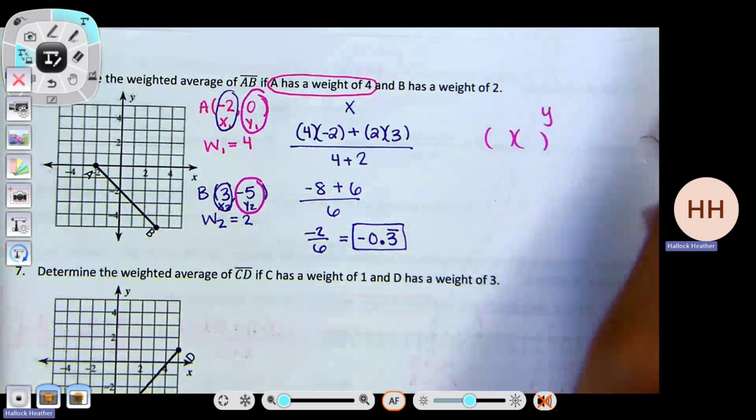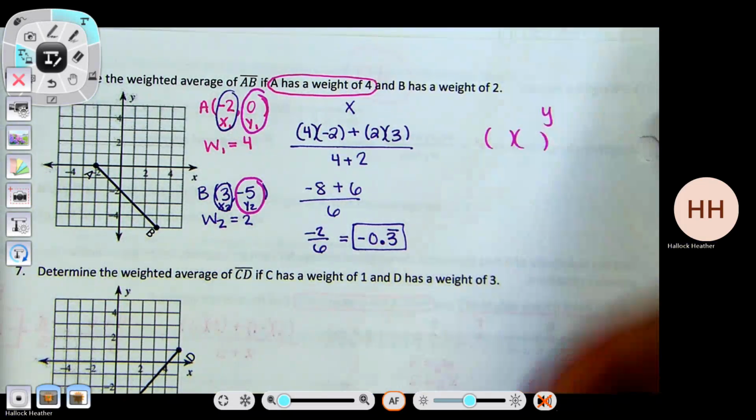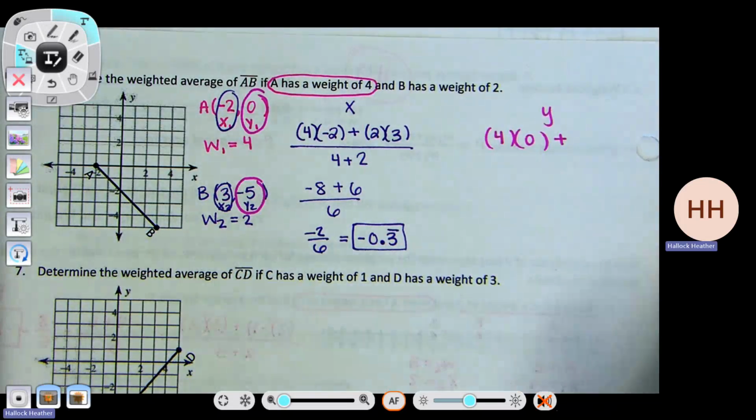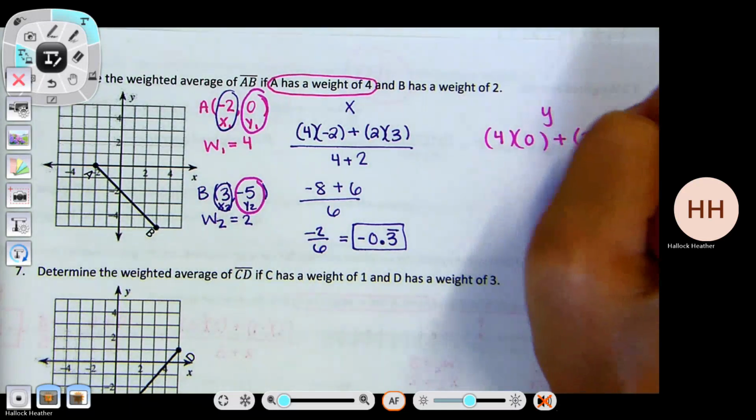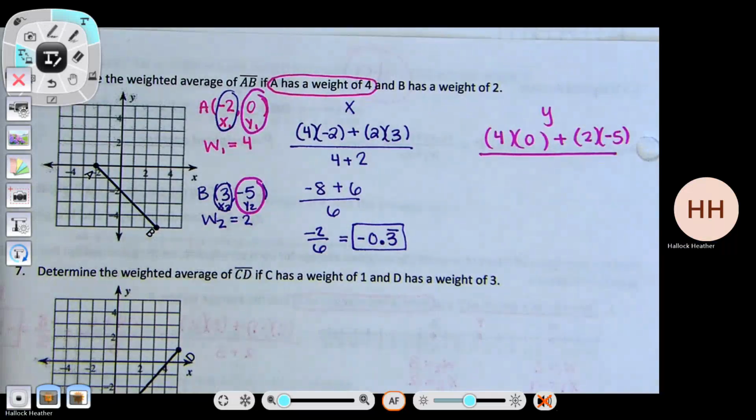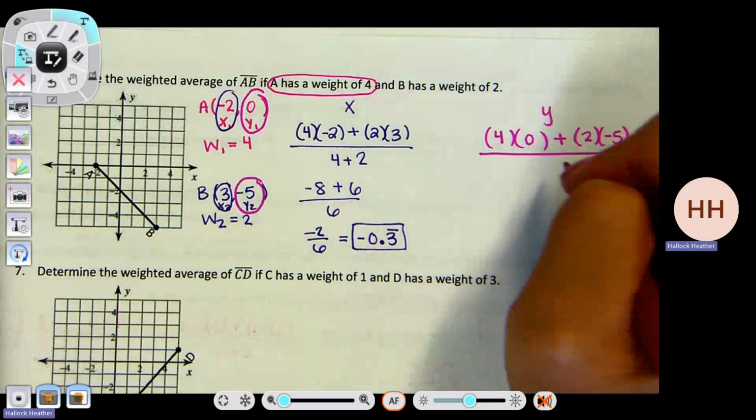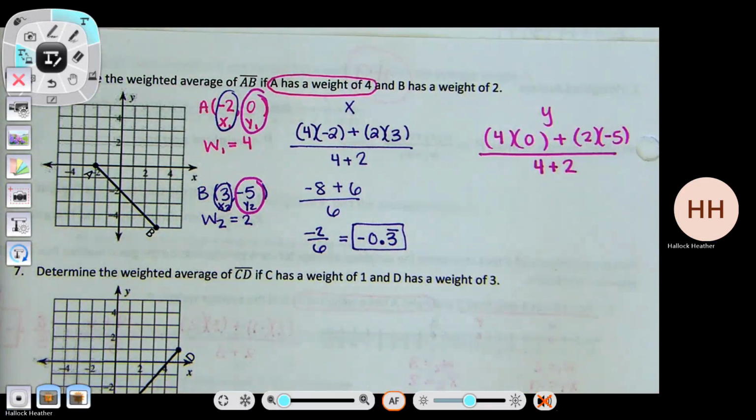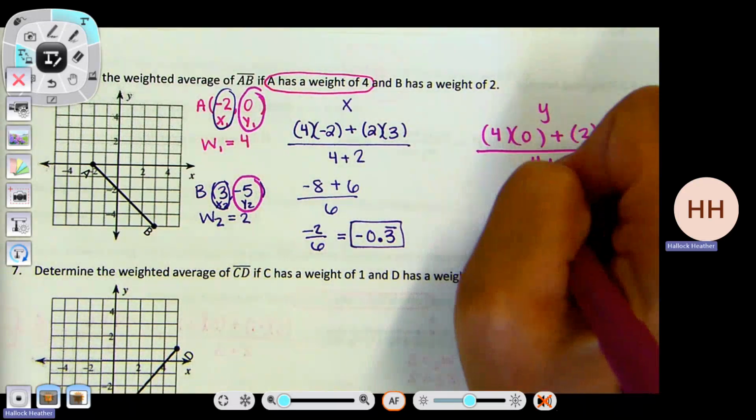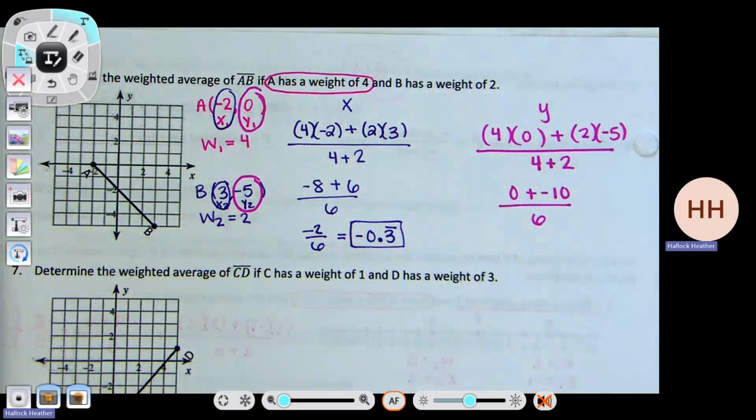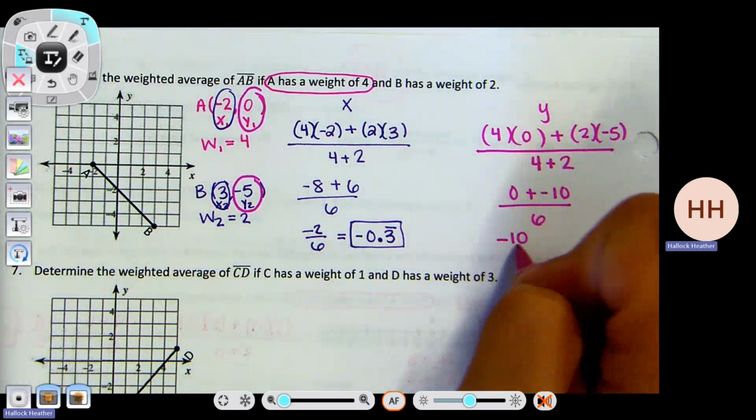So does anybody know what's going to be in the first set of parentheses here? Perfect. I'm adding what on the other side? 2 and -5. And then what am I dividing by? 4 plus 2, which makes 6. So then I simplify. 4 times 0 is 0. I'm adding technically -10, which is minusing 10, and I'm dividing by 6. So I have -10 over 6, which is what?